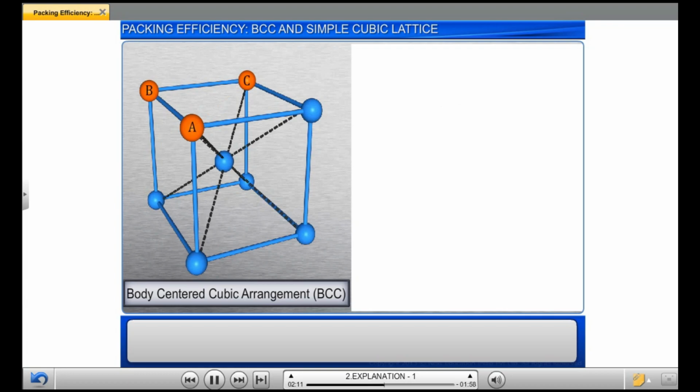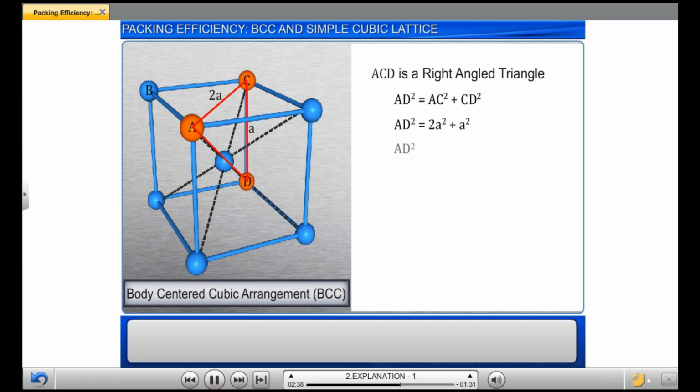On the other hand, points A, C and D lying on the unit cell form a right-angled triangle. Applying Pythagoras theorem to these points, AD square is equal to AC square plus CD square. Hence, AD square is equal to 2a square plus a square, which is equal to 3a square. Therefore, AD is equal to root 3 into a. The body diagonal of a unit cell, AD, is equal to 4r. Hence, equating the two expressions for AD, we can say that 4r is equal to root 3 into a. Hence, r becomes equal to root 3 upon 4 into a.